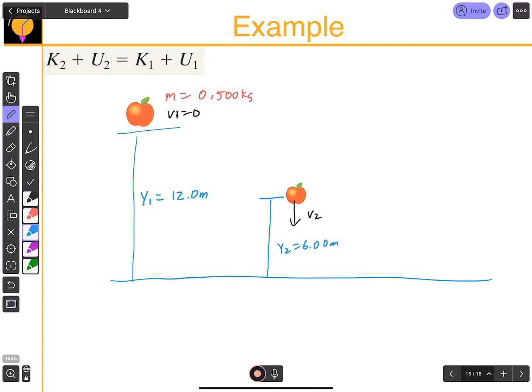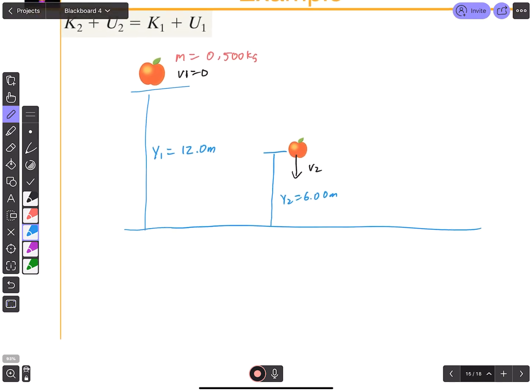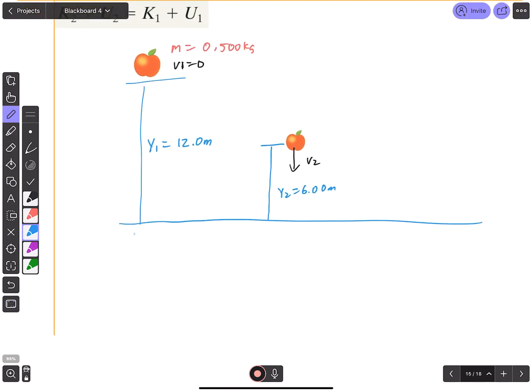The way I like to solve these kinds of problems is I write down everything I know at the beginning. I calculate all the energies I know at the beginning, I calculate all the energies I know at the end, and I set them equal to each other. So let's do the calculation. What is the kinetic energy at point 1? This is point 1, and this is point 2. Initially it's at rest, so it's just 1/2 m v0 squared. So the kinetic energy at point 1 is 0 because it's not moving.